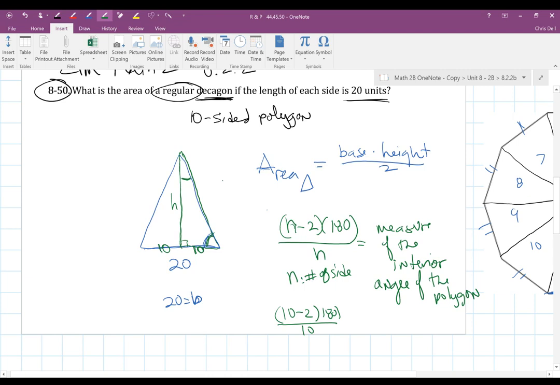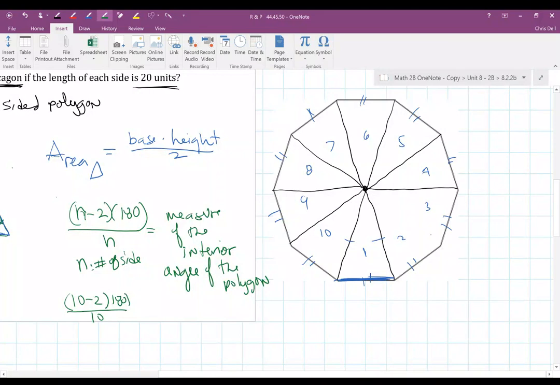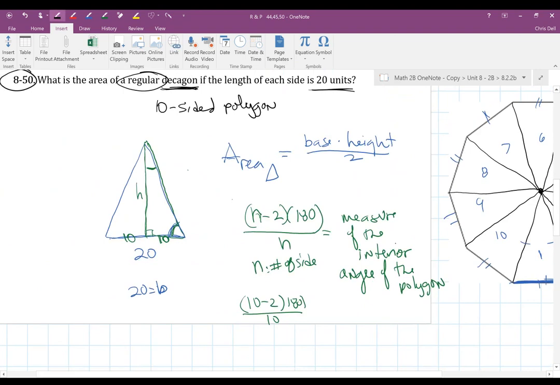So when I do that math, I get 144. So this whole interior angle here is 144 degrees. When I made my isosceles triangles, I cut that angle in half. So over here, this angle measurement is 72. It's half of the 144.